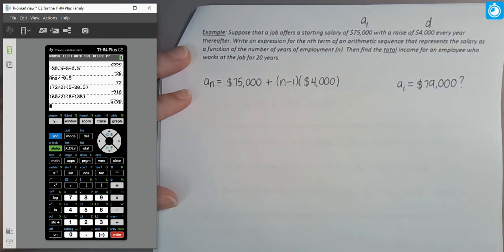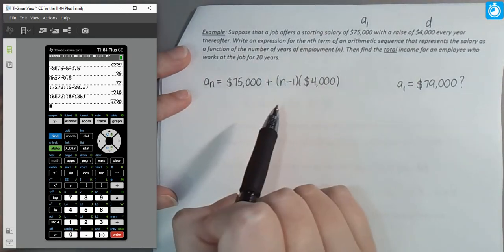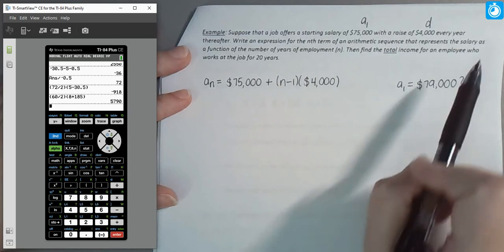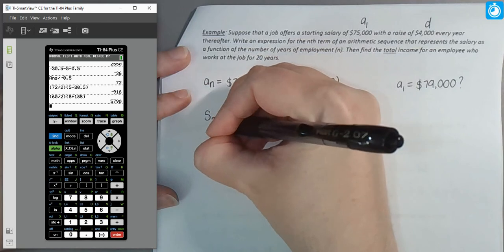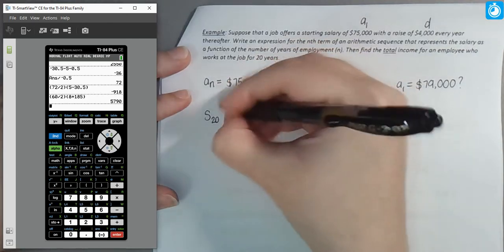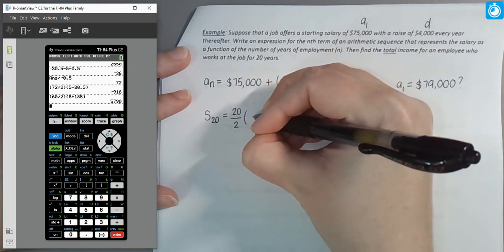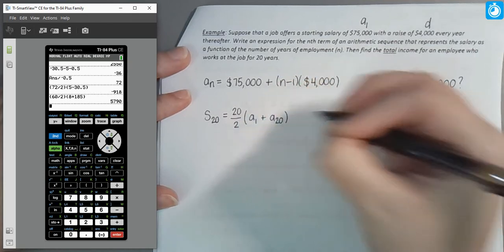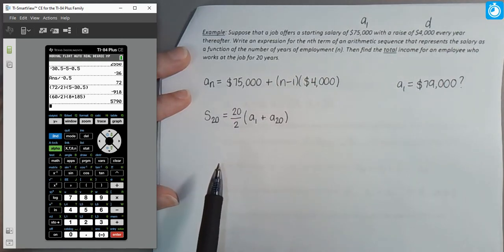So just keep in mind with these kind of applied situations, there are potentially some variations with how we can interpret these values. Okay, so now that we know this, we have our nth term that represents our salary in a particular year. We want to find the total income for an employee who works for 20 years. So in other words, we want the 20th partial sum based on a sequence defined in this particular manner. So that's going to be 20 divided by 2 times the first salary plus the 20th salary. So we're going to work under the assumption that $75,000 is our a sub 1.